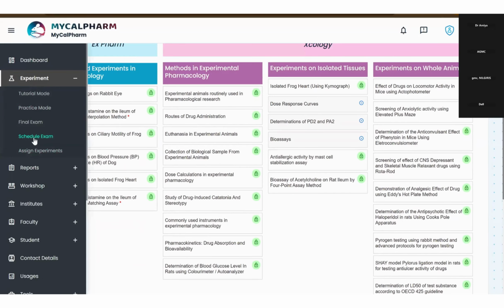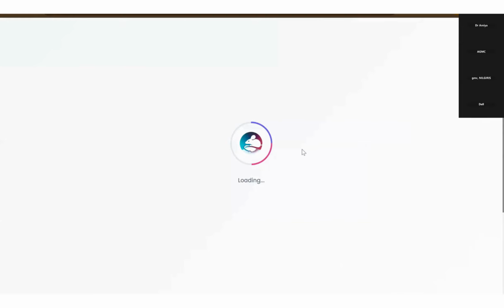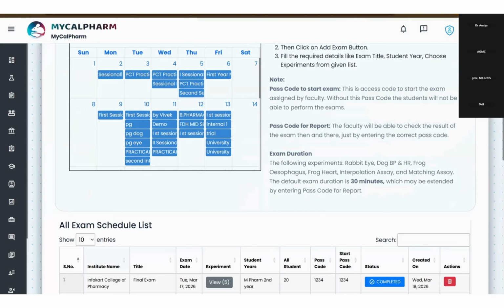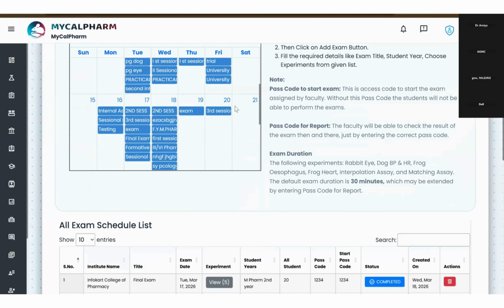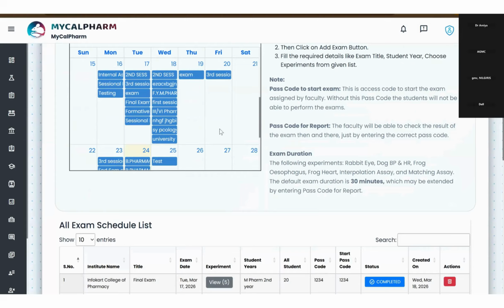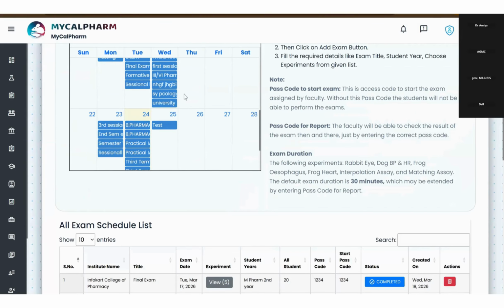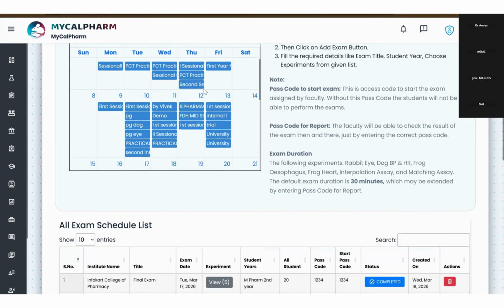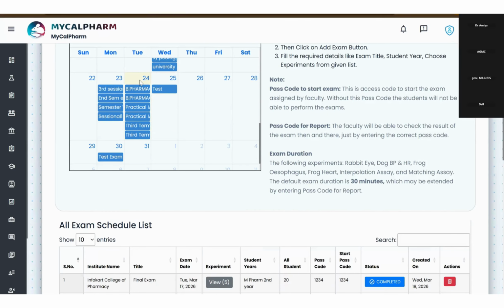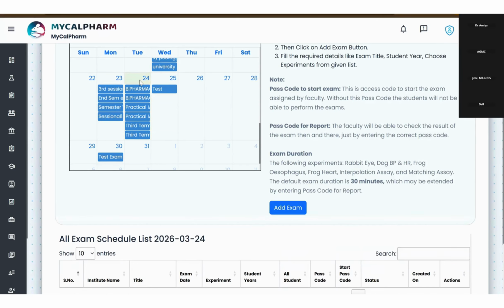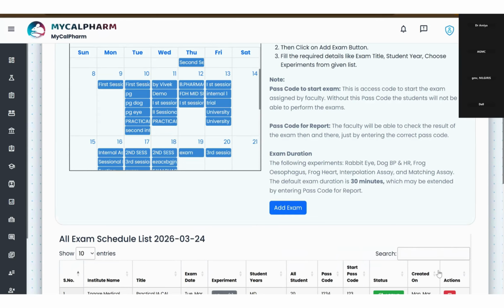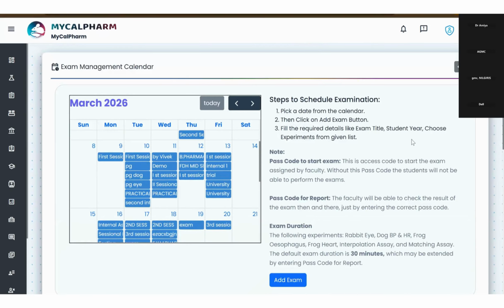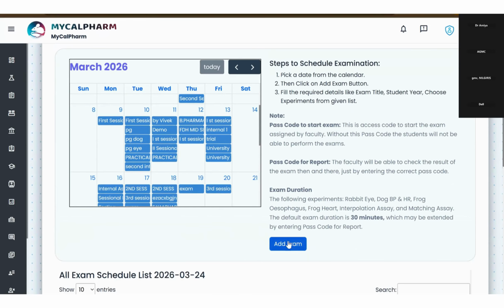This is the scheduled exam. In the experiment, we will go to the scheduled exam. Whatever date you want to schedule the exam, let it be today. As you can see, even tomorrow some college has scheduled the exam. These are all the examination dates which have been scheduled. Let me schedule it for today, 24th March. Here I will get the add exam option.